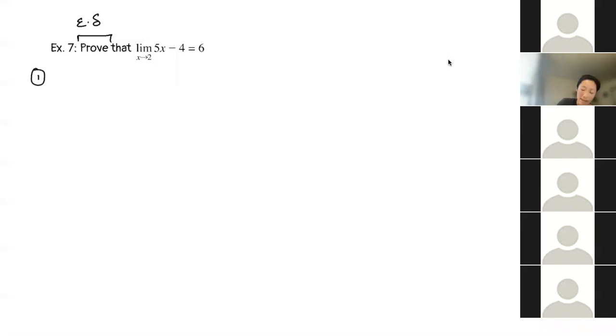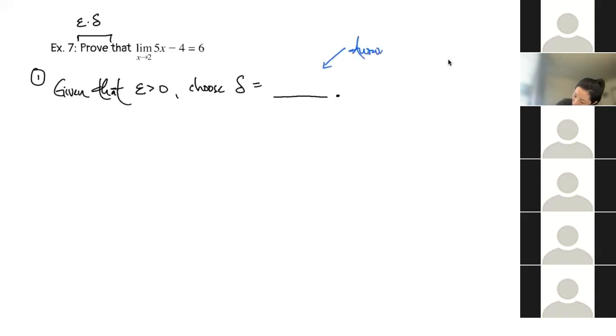So the first thing that you're going to write down is, given that epsilon is greater than 0. Okay, so we know that epsilon has to be a positive value, a very, very small value, but positive. We are going to choose delta to equal, and we're going to leave a blank here. And that's where we're going to put our final answer. Okay, so we're thinking, what input do we have to make in order to get the thing that we want? Okay, so let's make a note here that your answer goes here.